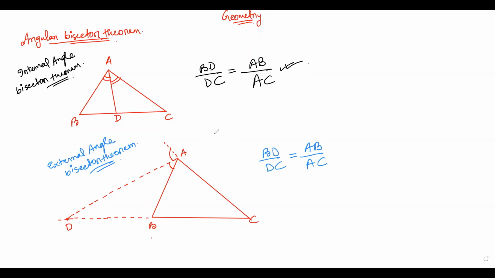So, in a triangle, the angular bisector of an angle bisects the opposite side in the ratio of the other two sides, and this is known as angular bisector theorem.